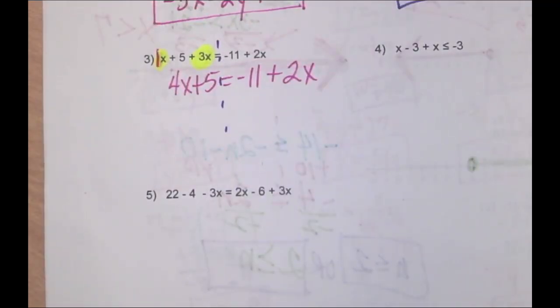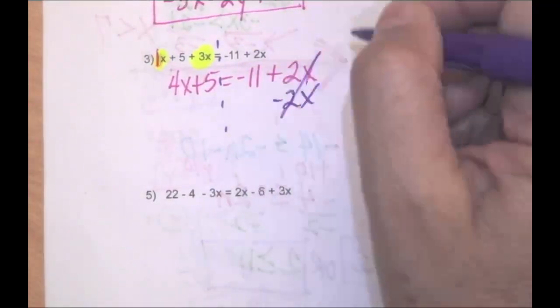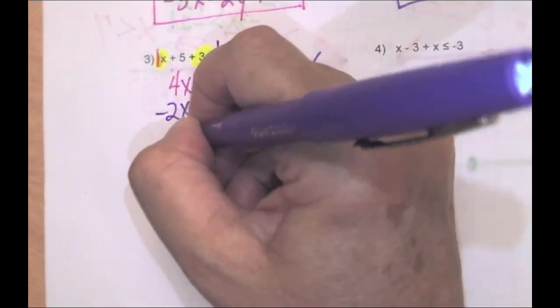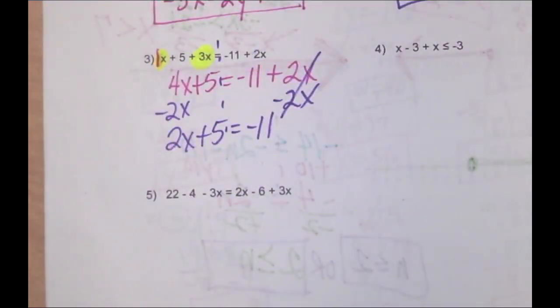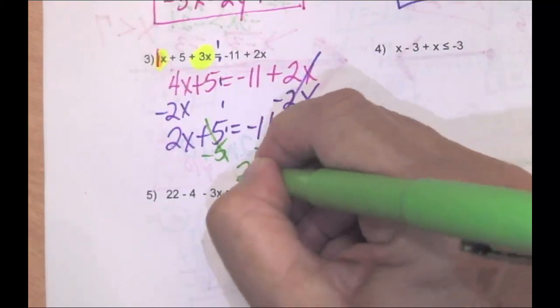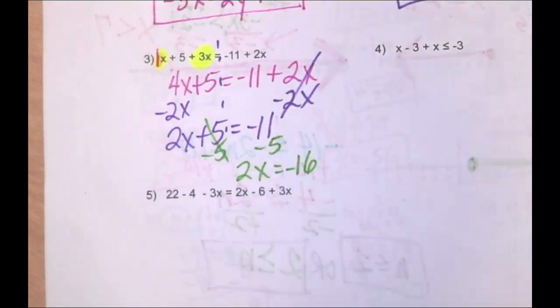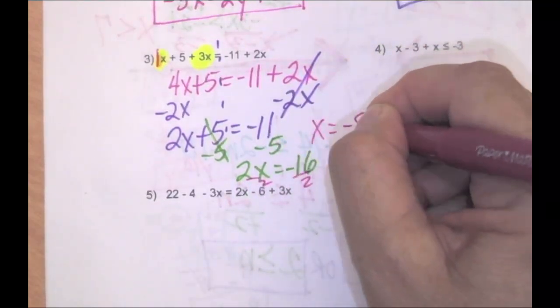Now it's just like what we did on 1.3. It's variables on both sides. We're going to get rid of a variable, and we're going to get 2x plus 5 equals negative 11. Now it's a two-step, so we take away the 5. 2x equals negative 16. And I divide by 2, x equals negative 8.